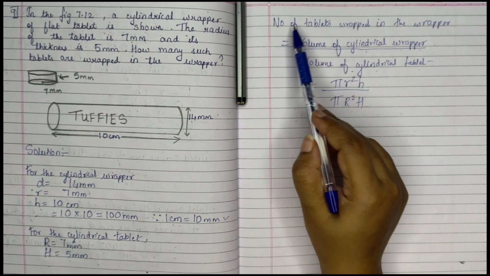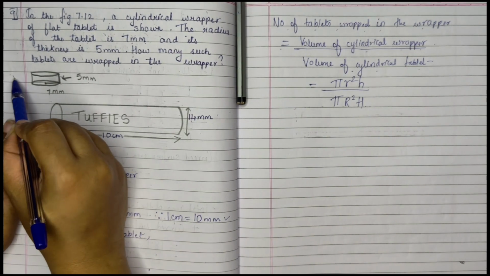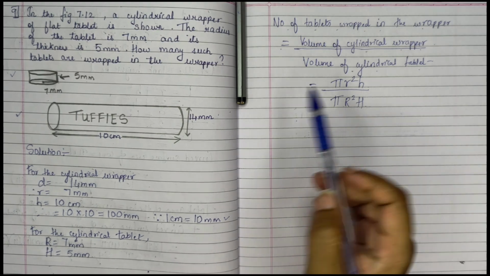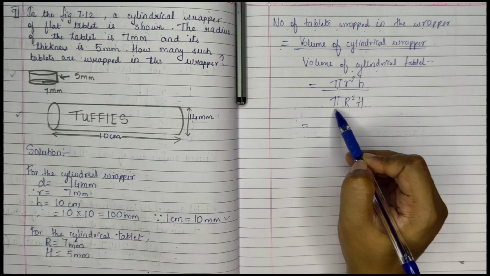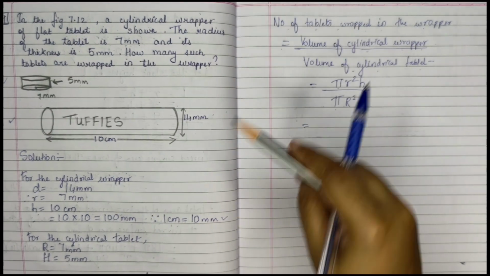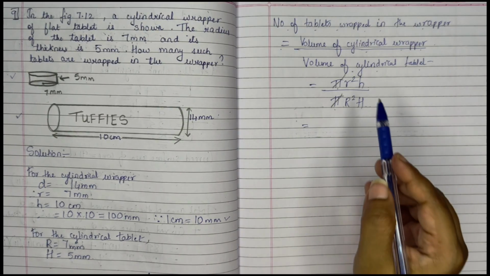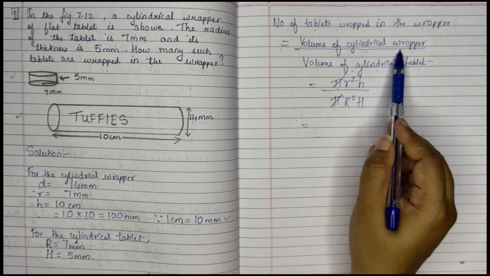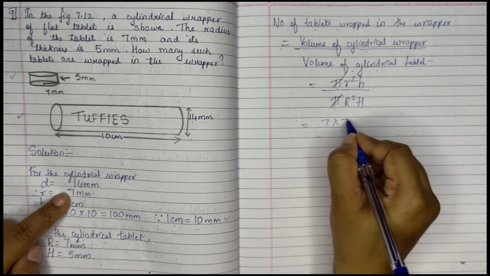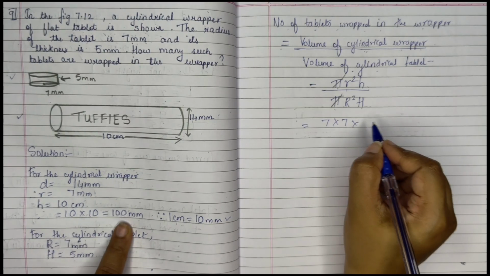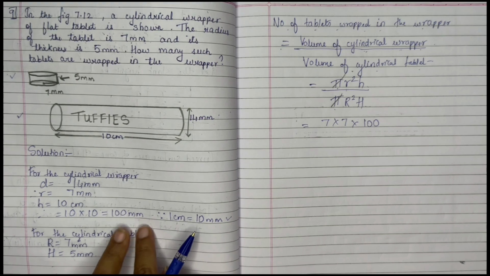Understood? So see here, the number of tablets wrapped in the wrapper is equal to the volume of the cylinder upon the volume of the tablet. Both are cylindrical, so the same formula is used here. But see here, pi and pi will get cancelled. No need to calculate that. Now what is left is R square H. For the cylindrical wrapper, R is 7, so we get 7 square. So 7 multiplied by 7 into H. H is 100. We converted centimeters into millimeters.